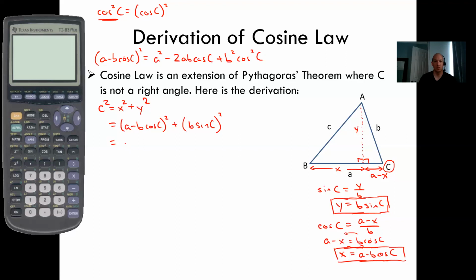Okay, so that's the expansion of this first guy here. This is going to expand out to a squared minus 2ab cosine c plus b squared cosine squared of c. The second term, b sine c all squared, that's easy. We're just going to distribute the squared into the b and the sine c. So it's going to become plus b squared times sine squared c.